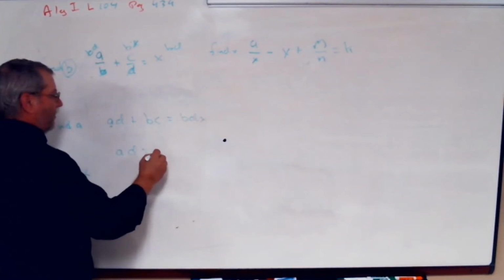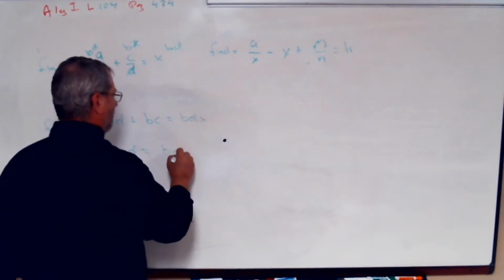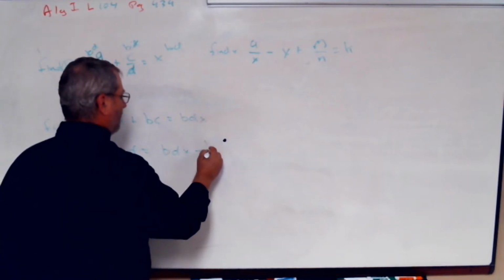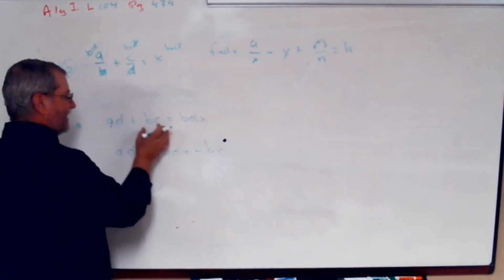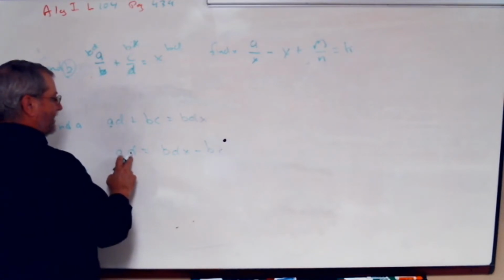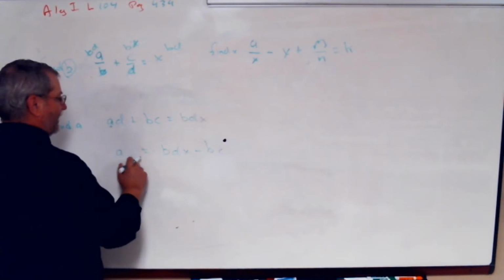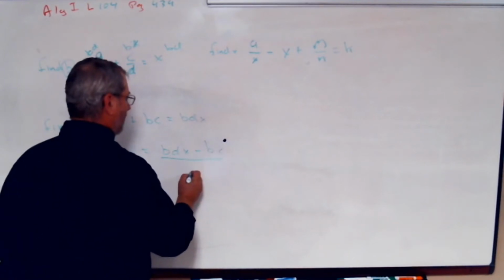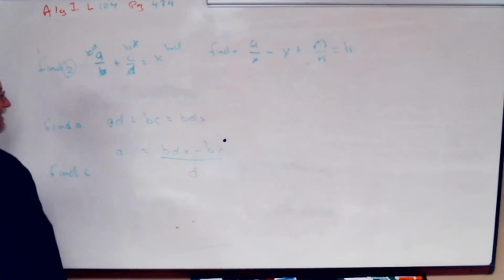AD equals BDX minus BC. I'm taking it off of this side, change sides, change sign, right? I want to get rid of the D. I have a whiteboard, I can do this. There's your answer.